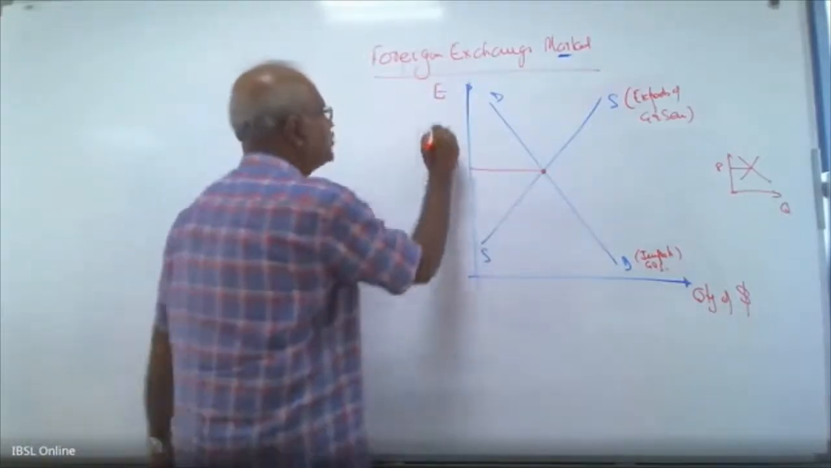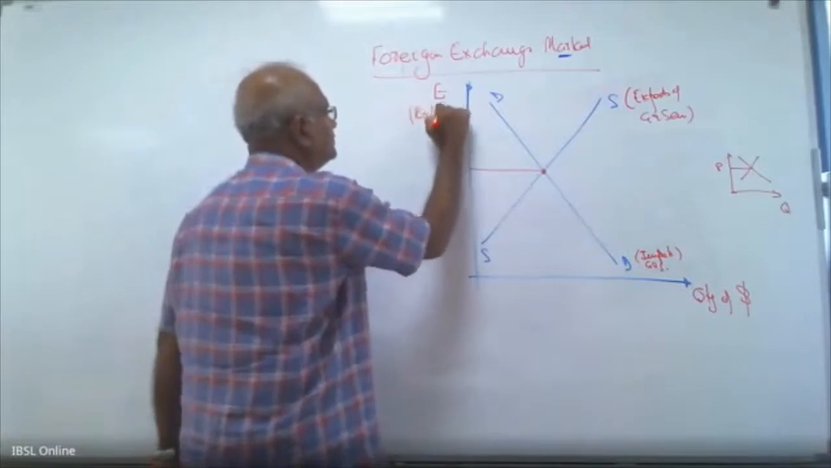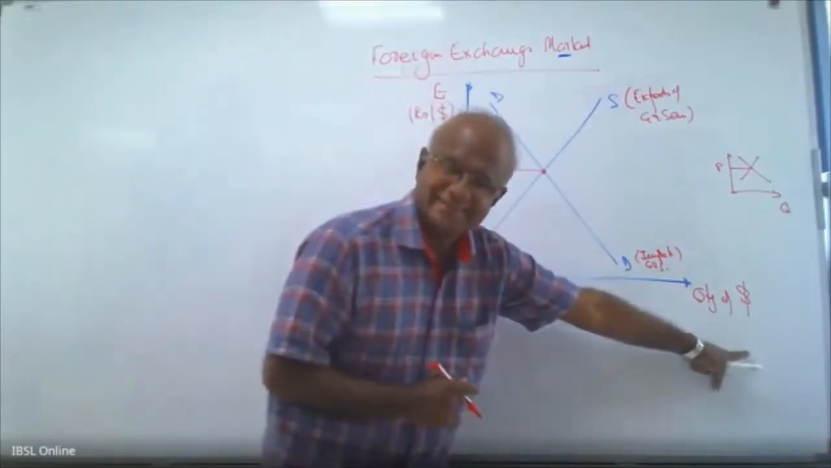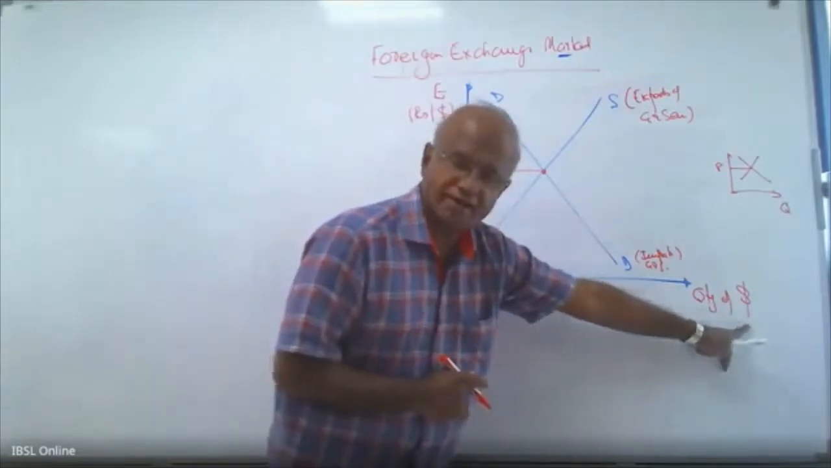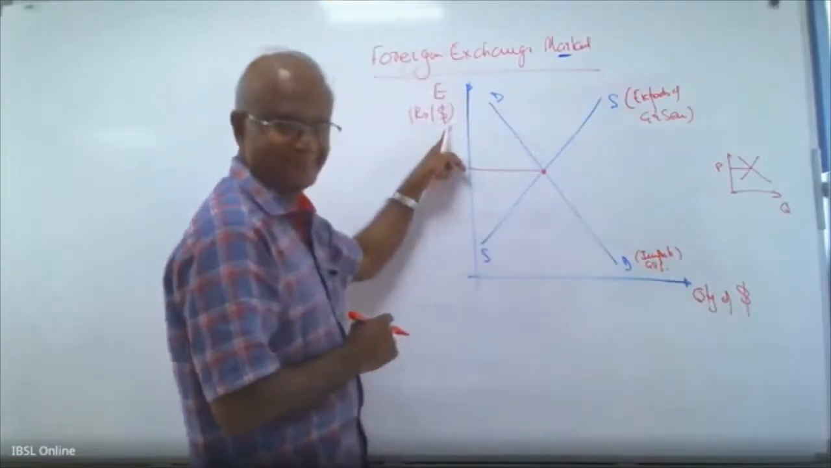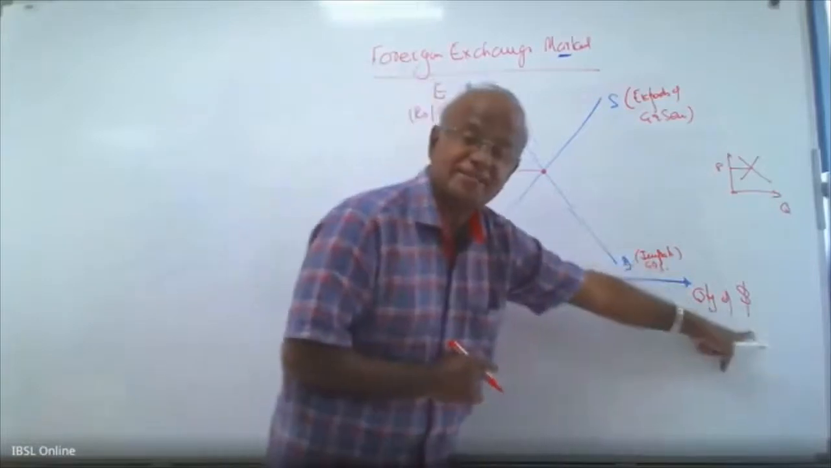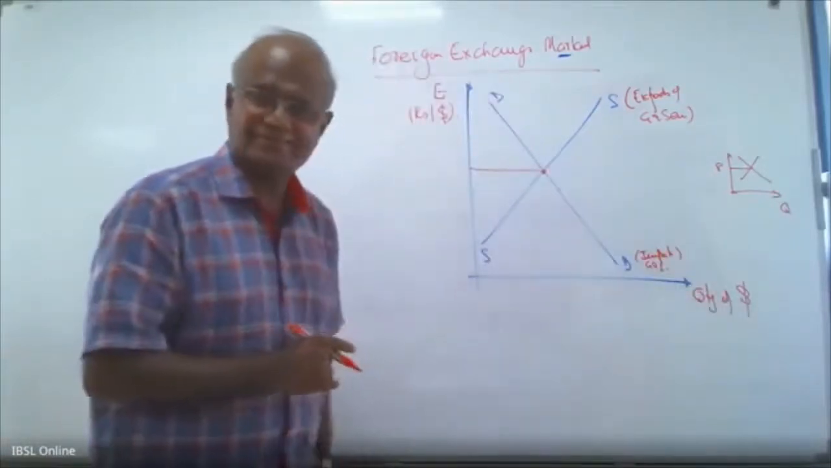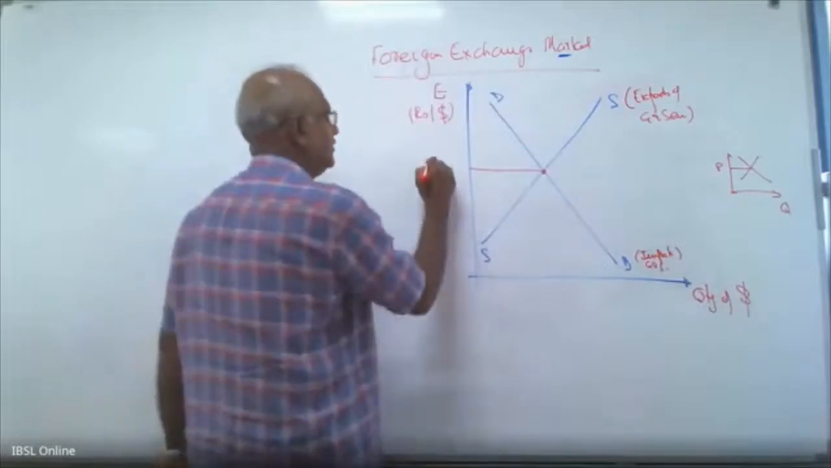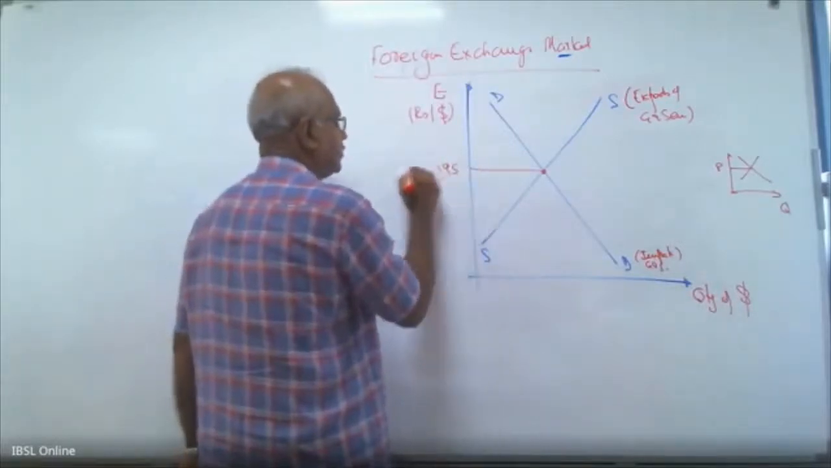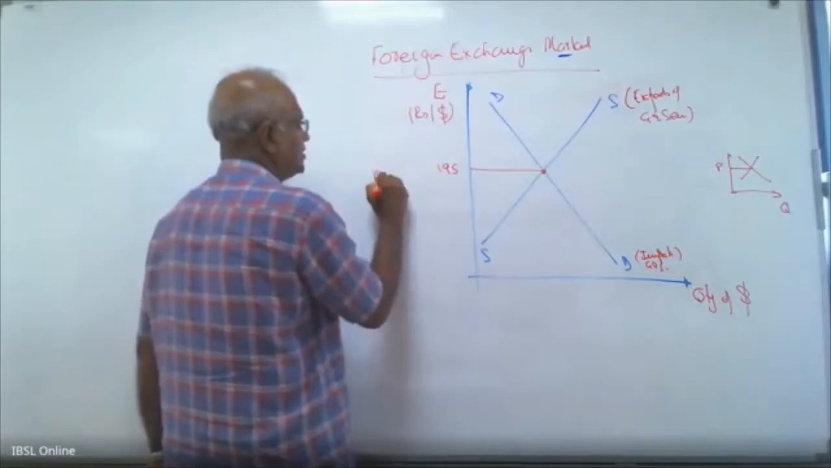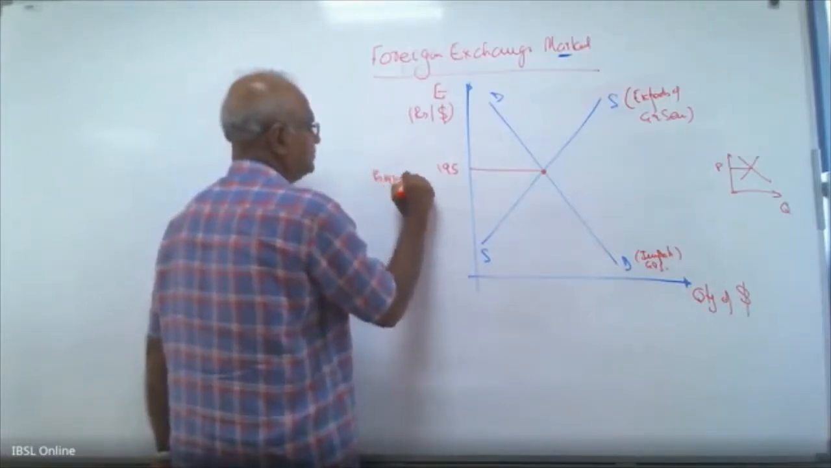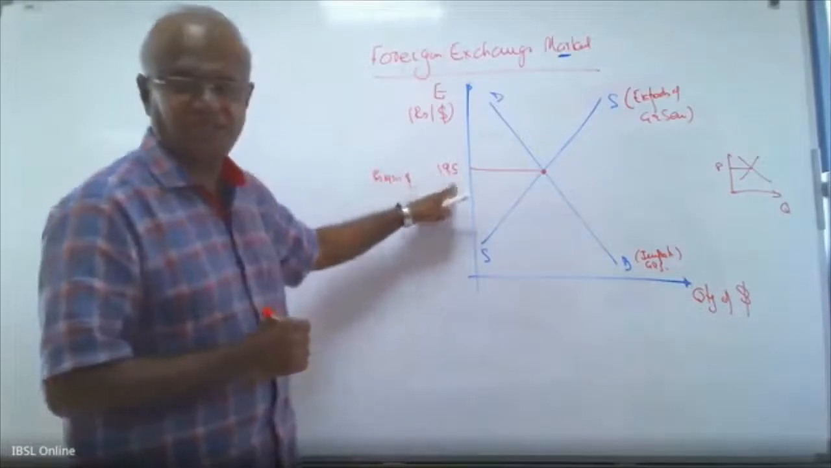Exchange rate, rupees per dollar. Our commodity is dollars. If our commodity were coconut, it would be rupees per coconut. Now the commodity is dollars, so the quantity is quantity of dollars, and the price is rupees per dollar. 195 rupees per dollar, that is, 195 rupees equals $1. This is the exchange rate.